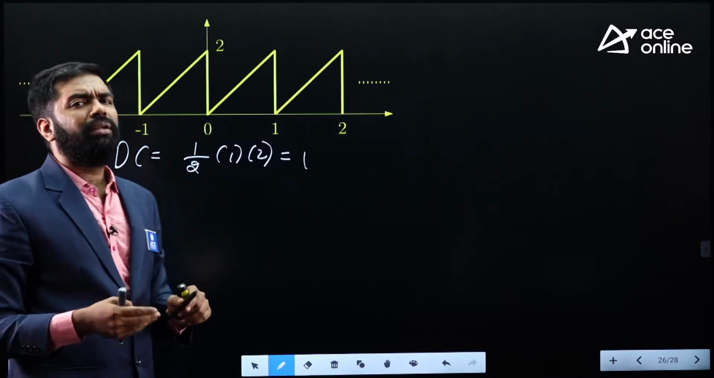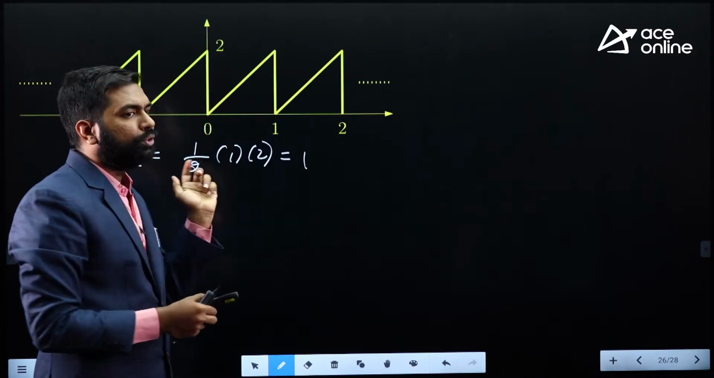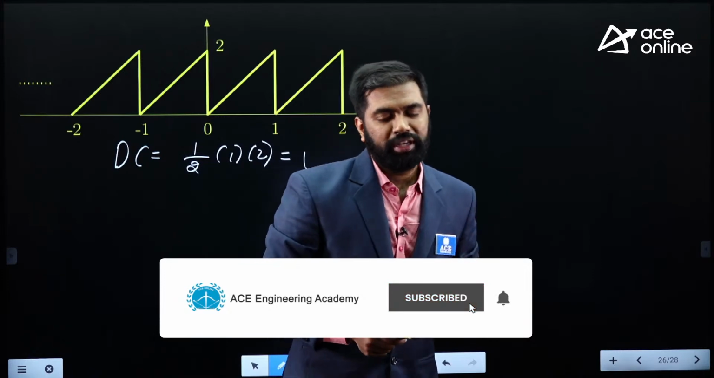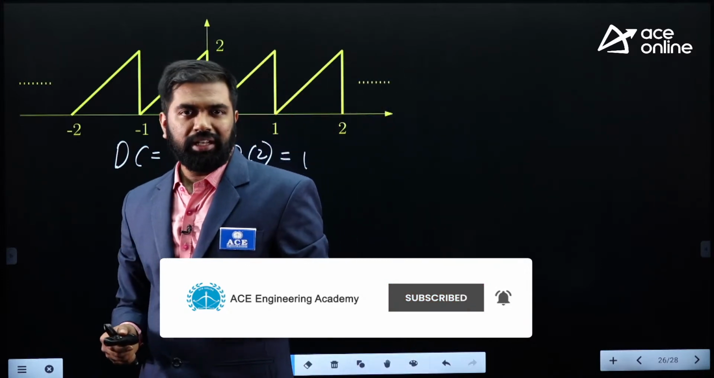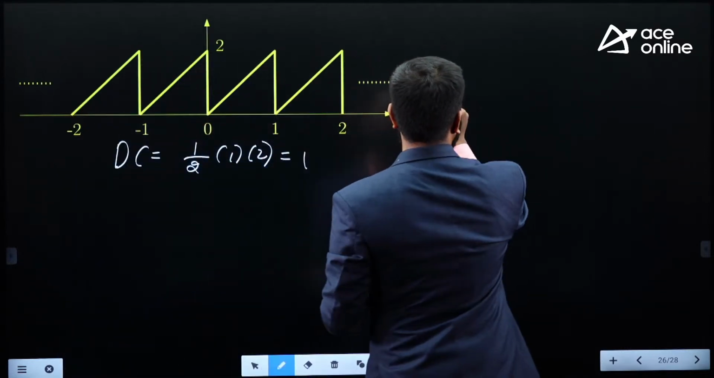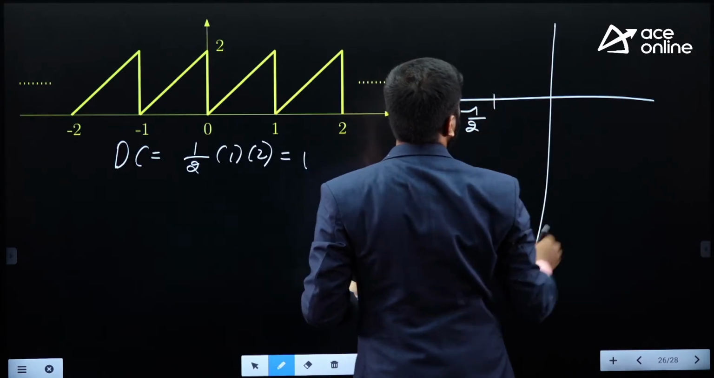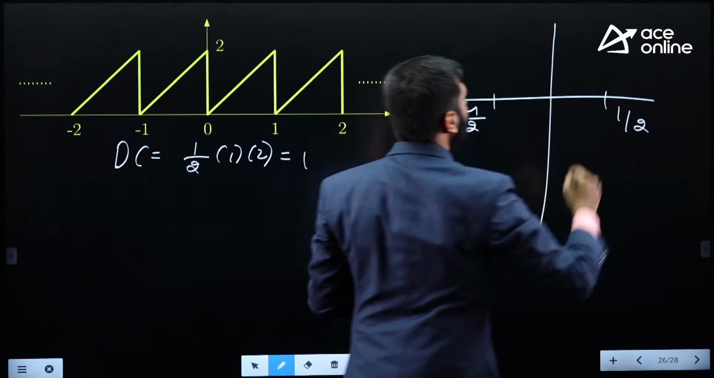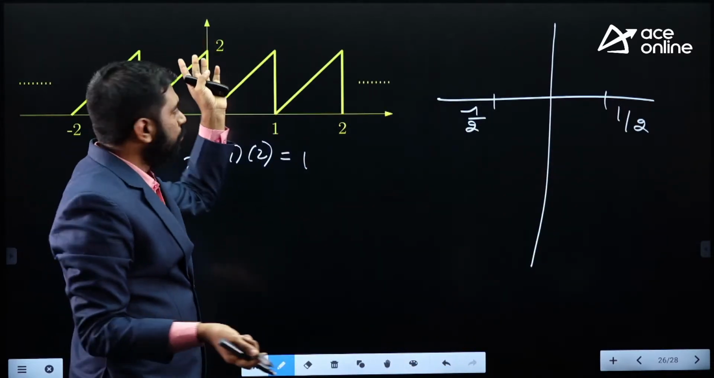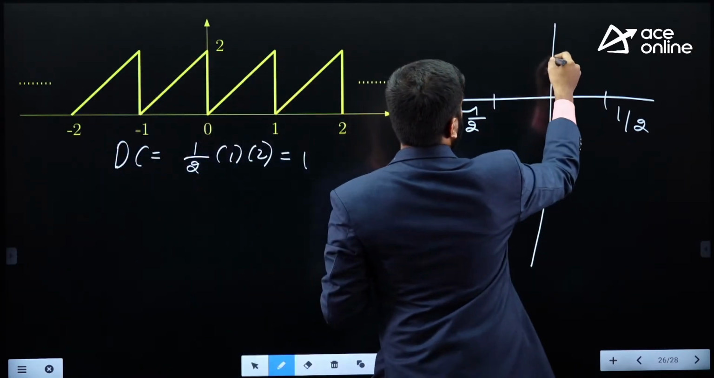Once again, what is the fundamental time period here? The fundamental time period is 1 unit. What I would like to do is draw the signal from minus 1 by 2 to 1 by 2 after removing the DC. So this is minus 1 by 2, and this is 1 by 2. How much is this? This is 2, and I want to subtract the DC value. So 2 minus 1 is 1.